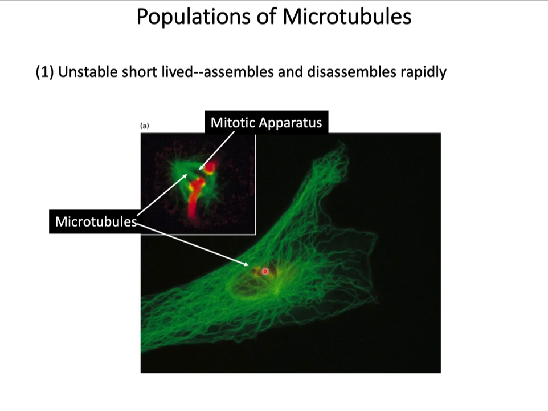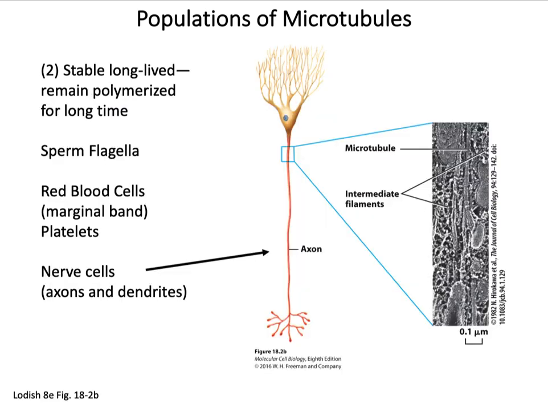But when this cell gets ready to divide, all of these microtubules will depolymerize, and the tubulin monomers are used as building blocks to form the mitotic apparatus, as shown here in the inset. So they have disassembled and reassembled into this structure, which is really important in segregating chromosomes, and we'll come back to this later. So that's an example of unstable, short-lived microtubules.